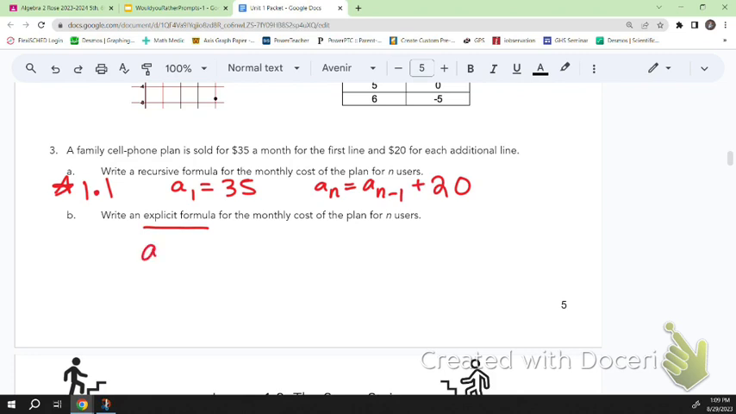Okay, so I'm going to start with a sub n. This one's a little tricky. 35 is the first term. And I want to know the zero term. So I have to work backwards one. What would the zero term be? If I defined a sub 0 and I went backwards, it'd be what, Gavin? $15. Do we see how I worked backwards? I took the common difference. I subtracted it from the first term to get the zero term.